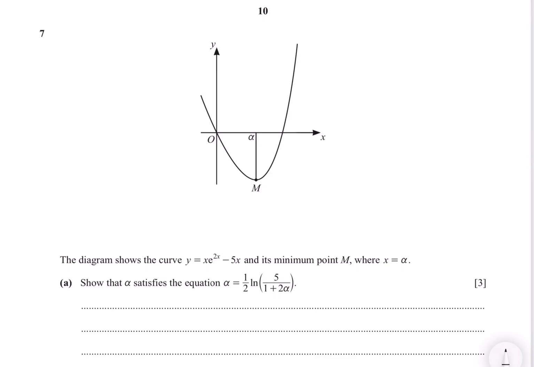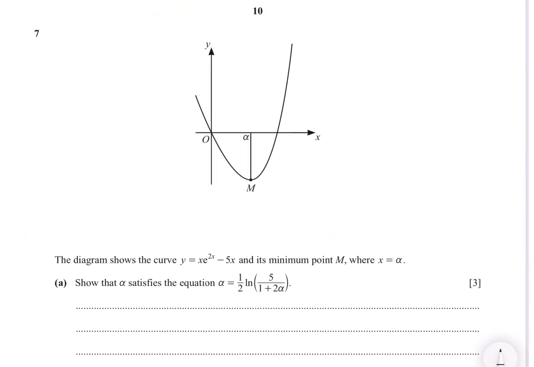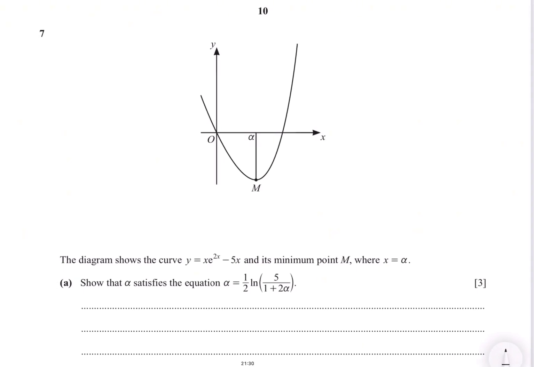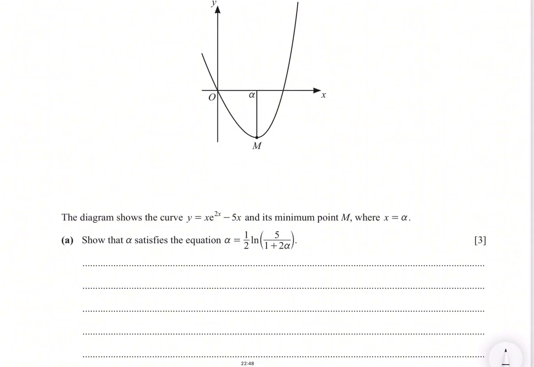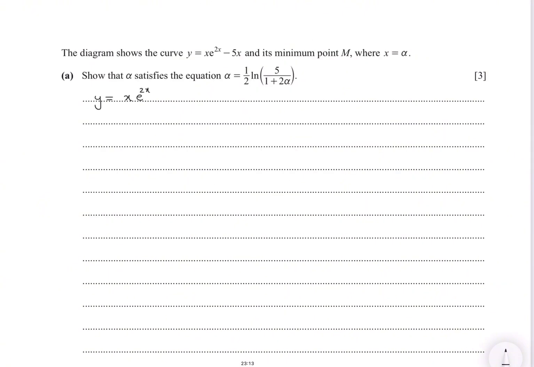Question number 7. The diagram shows the curve y equals x e power 2x minus 5x and its minimum point M where x is equal to alpha. Show that alpha satisfies the equation alpha equals half ln 5 over 1 plus 2 alpha. So write down the equation.